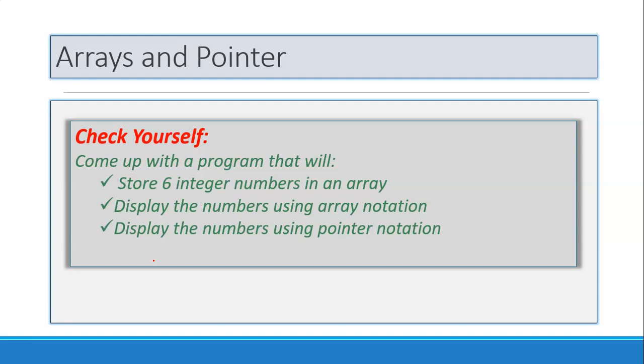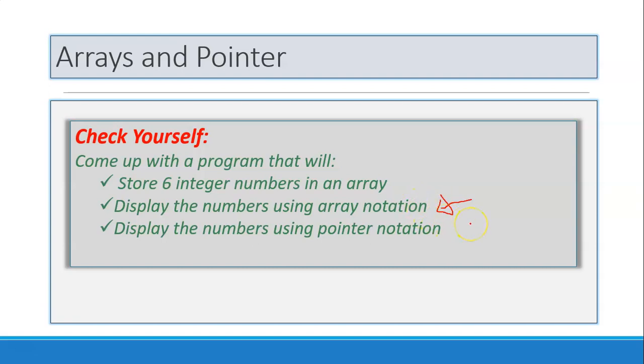Try to come up with a program. Check yourself, guys. Try to come up with a program that stores 6 integer numbers in an array and displays them all using array notation. And you should also try to display them all using pointer notation. The array notation is actually what we've been doing under the unit of arrays, where we use the indices in the square brackets.